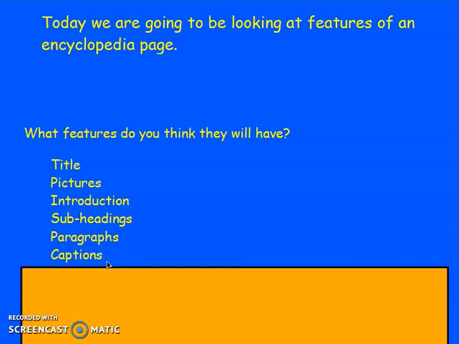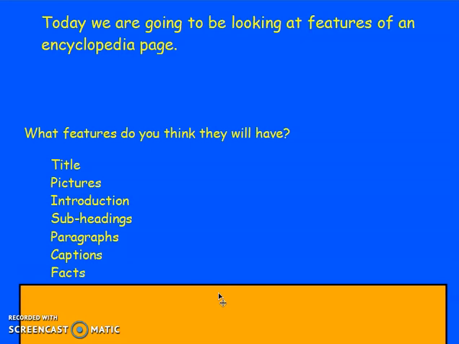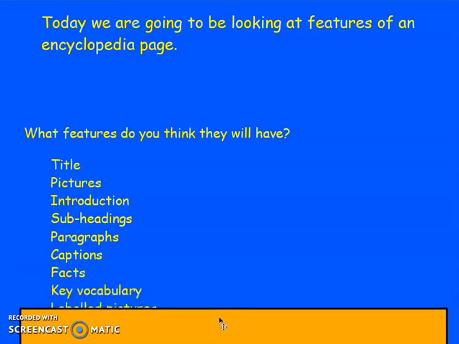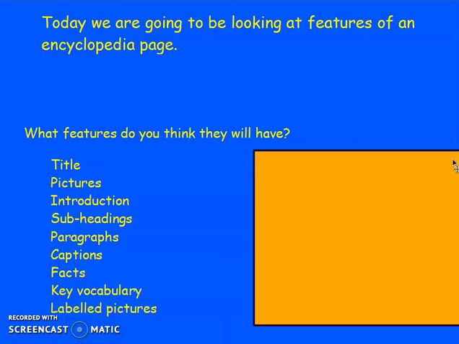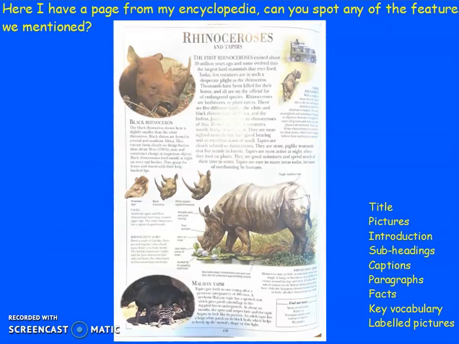There will be captions. What's a caption? A caption is a little sentence that goes underneath a picture to tell you what it's about. There will be lots of facts and key vocabulary, and there will be labelled pictures. So let's have a look at an example. Here I have got a page from my encyclopedia at home. So can you spot any of the features we have mentioned? I've got a little list down here. So pause the video to see if you can spot any of those features we mentioned.